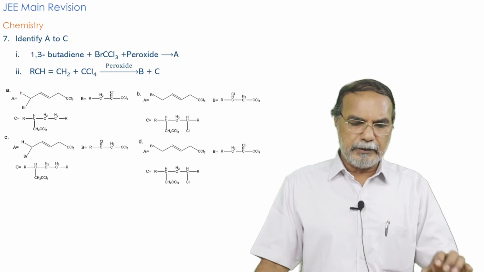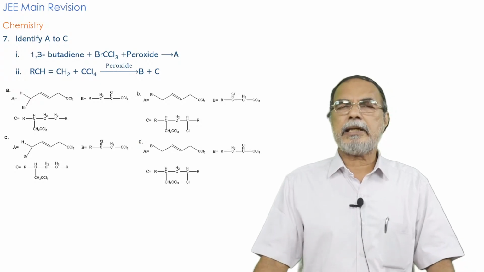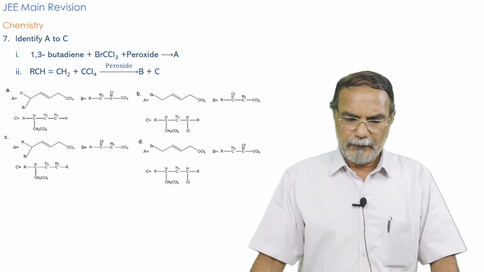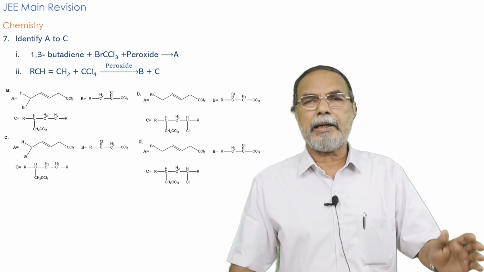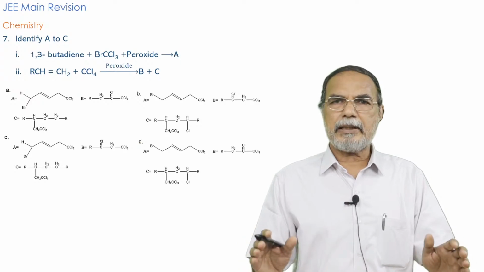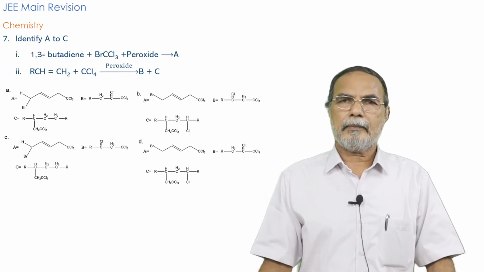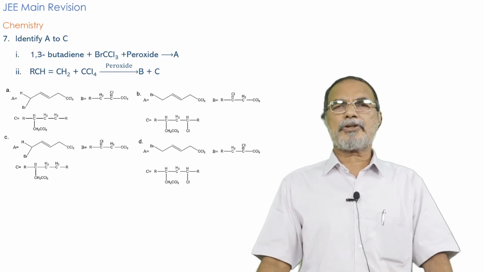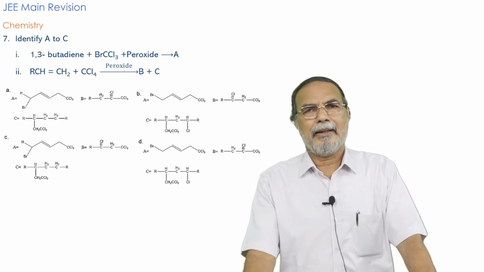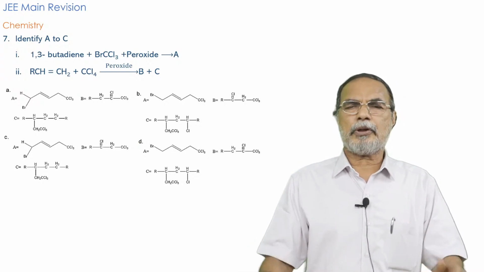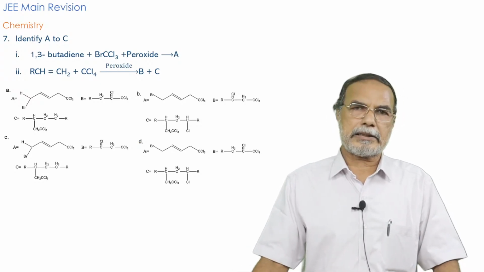A is the product in one reaction, and B and C are the products in the second reaction. Both the reactions are peroxide initiated reactions. And you have studied the peroxide effect. And peroxides initiate the formation of free radicals.